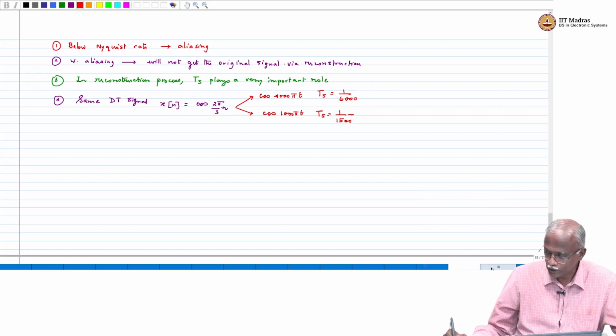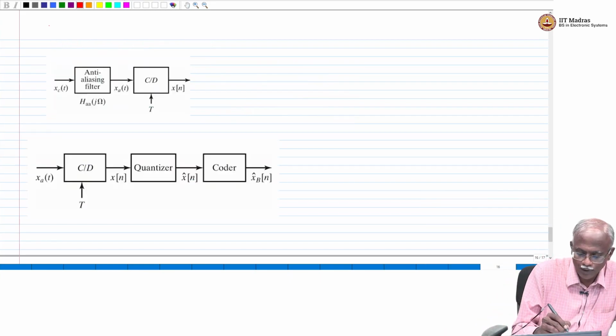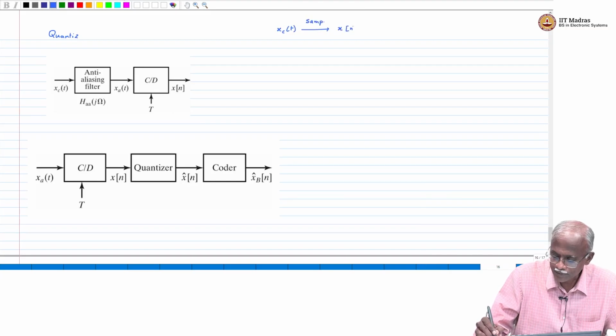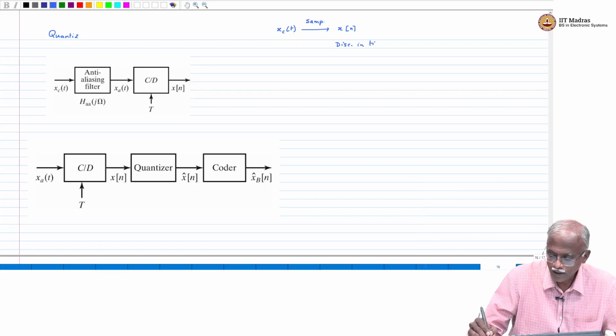Now we move into a very important topic known as quantization. Quantization of the signal. Remember we said that from a continuous time signal, via sampling, we produce a discrete time signal. This is discrete in time, it is continuous in amplitude, infinite precision for the representation.